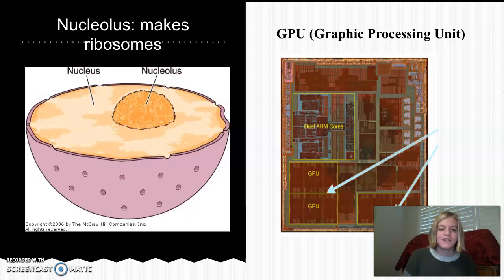Then we have the nucleolus, and that is found inside the nucleus and is used to make ribosomes. All right, and we're going to compare this to the graphic processing unit part of your cell phone.